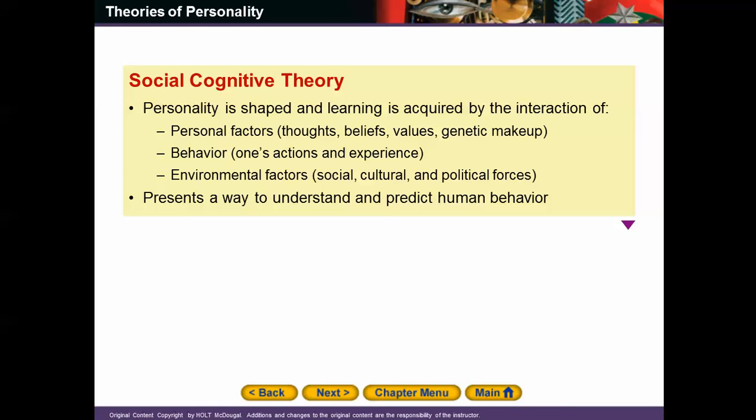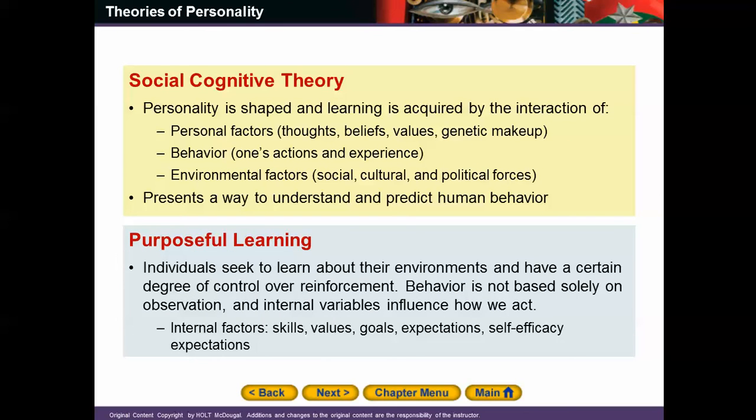And then we have the social cognitive theory, which says that personality is shaped and learning is acquired in the interaction of personal factors, behavior, and environmental factors, and this presents a way to understand and predict human behavior. We say that individuals seek to learn about their environments and have a certain degree of control over reinforcement. Behavior is not based solely on observation, and internal variables influence how we act, like I said: skills, values, goals, expectations, and self-efficacy expectations.